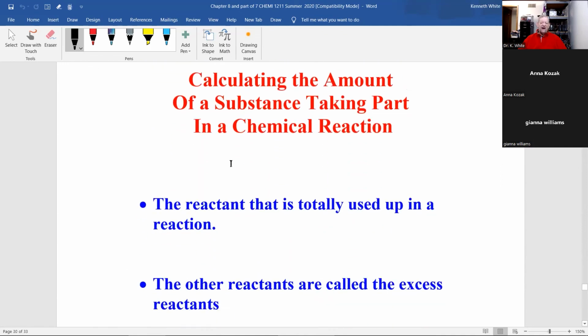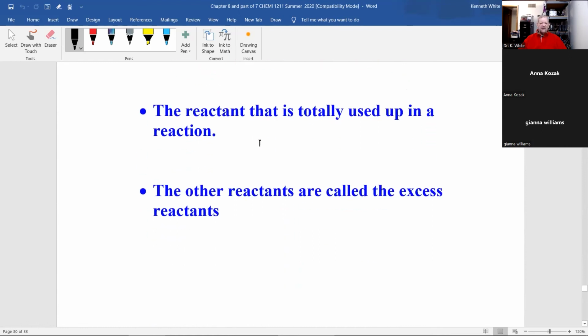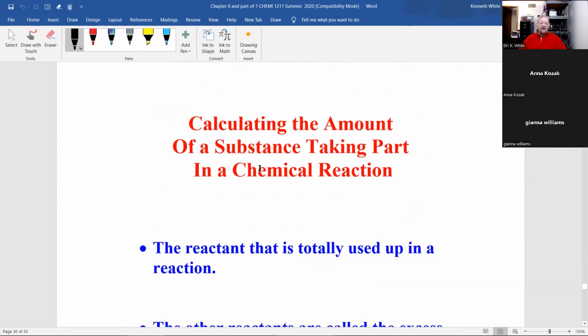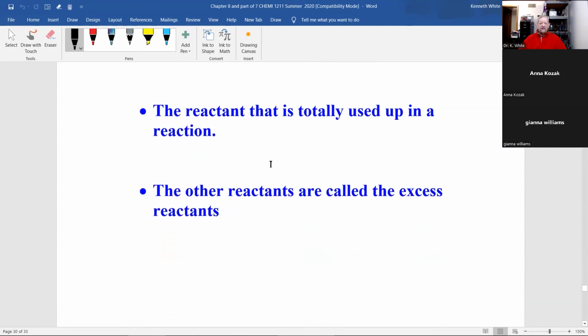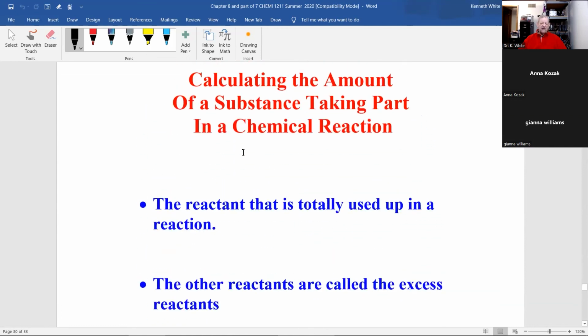Now, let's talk about calculating the amount of a substance. Well, we've already done this. This is also called limiting chemical reactants, which this book doesn't use, but I do.